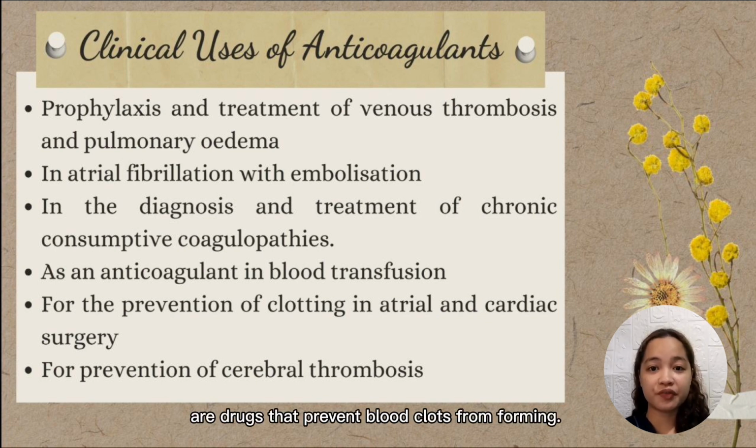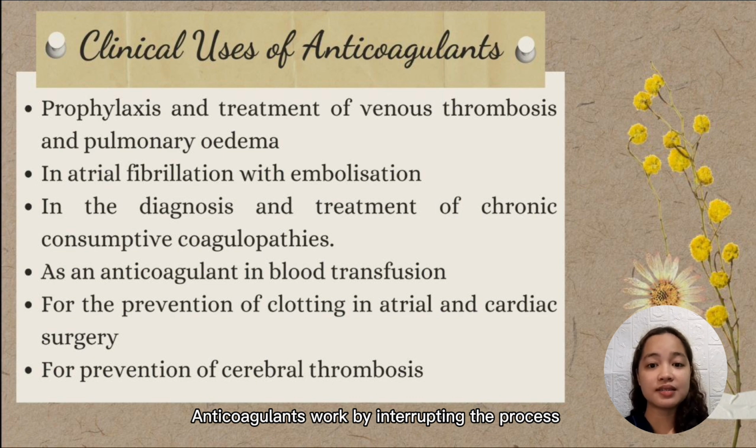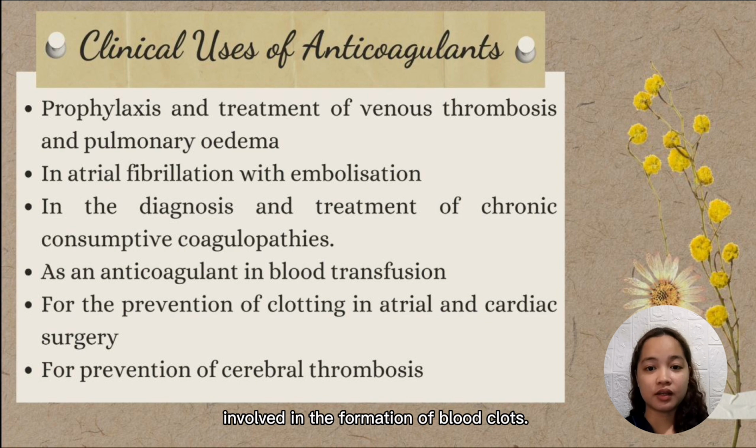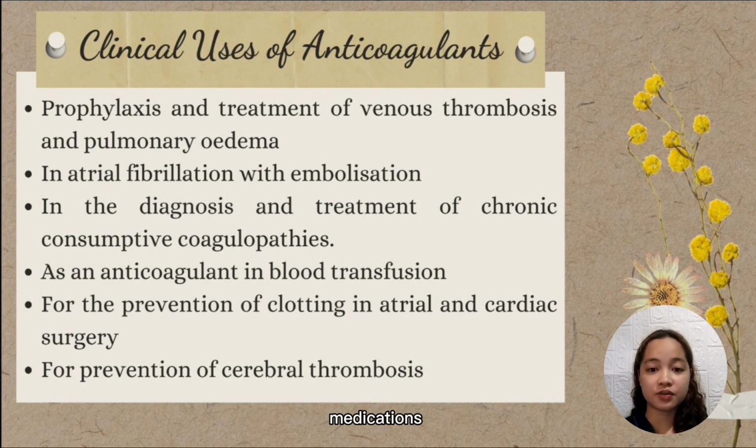Anticoagulants are drugs that prevent blood clots from forming. They are given to those who have a high risk of blood clots to help them avoid catastrophic diseases, including strokes and heart attacks. Anticoagulants work by interrupting the process involved in the formation of blood clots. They're sometimes referred to as blood thinning medications, despite the fact that they don't actually thin the blood.